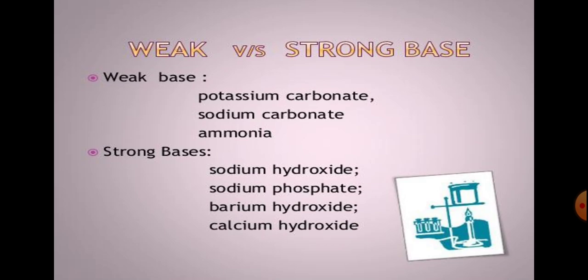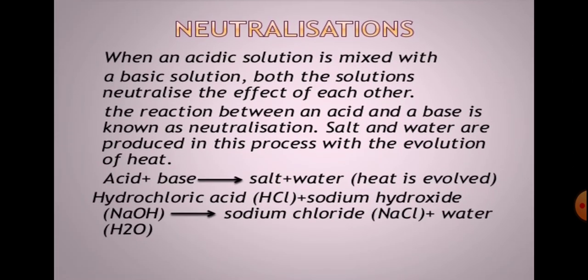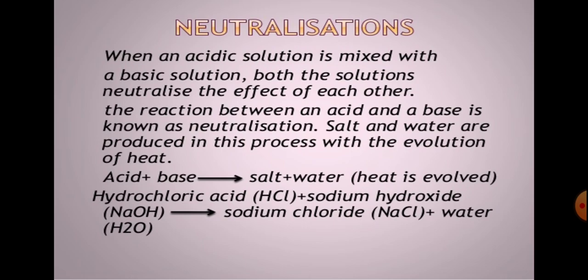Okay. Now, weak bases and strong bases. Weak bases: potassium carbonate, sodium carbonate, and ammonia. Strong bases are sodium hydroxide, sodium phosphate, barium hydroxide, and calcium hydroxide. Some examples.